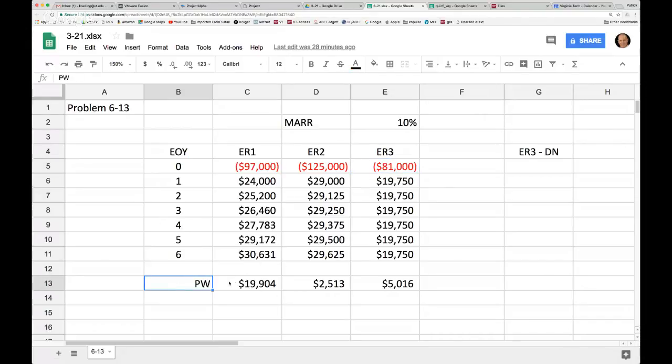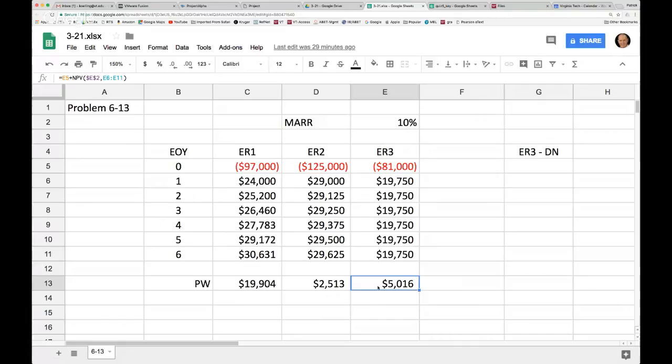I have calculated, didn't need to do this, by the way, I don't think, the present worth of each one of these series of cash flows. And there it is. So I can tell you right now, the winner is ER1. That is the best of the three. But we will solve this using incremental analysis.